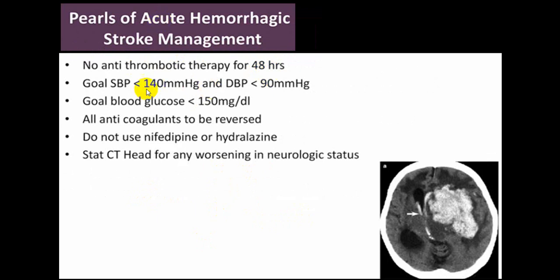If a person has a hemorrhagic stroke, blood pressure should be lower than 140/90. Blood sugar should be less than 150. All anticoagulants should be reversed. No use of nifedipine and hydralazine. And regular CT scan to find out any worsening in neurological status.